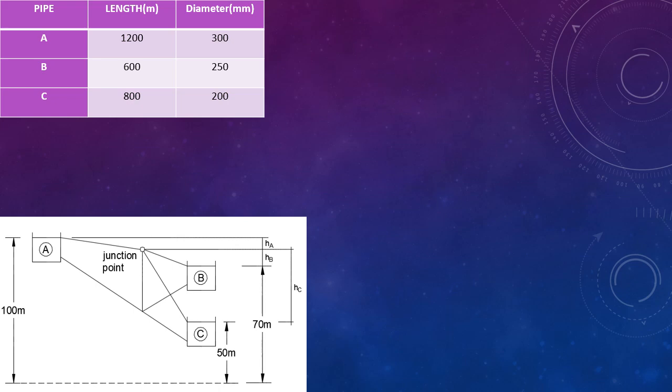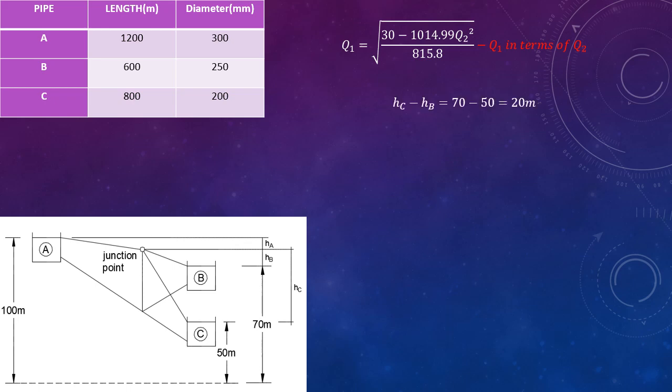Using equation 1, it will be useful to express Q1 in terms of Q2. That is, Q1 is equal to the square root of 30 minus 1014.99 Q2 squared all over 815.8. For the next relationship of heads, we have HC minus HB is equal to 70 meters minus 50 meters. And that is equal to 20 meters.